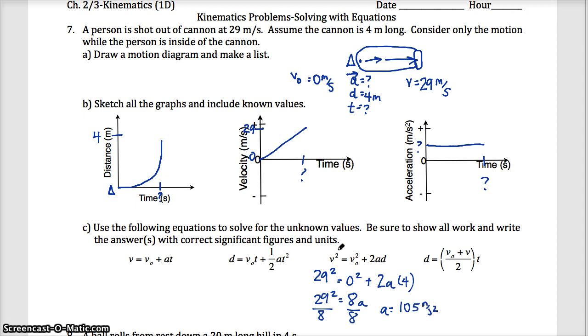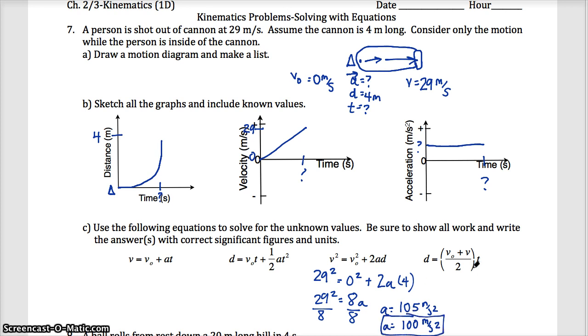You should only have 2 sig figs because the numbers here have 2 sig figs. Actually, only 1, excuse me, because 4 only has 1. So you should have 1 sig fig, so we're going to stop around, and this rounds to 100 meters per second squared. So that's quite the acceleration there.